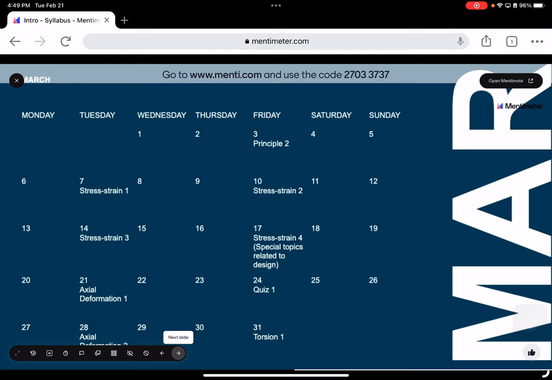Okay, and then quiz 1 here, or maybe earlier, it depends on how fast we are going through. And then move on to the torsion.